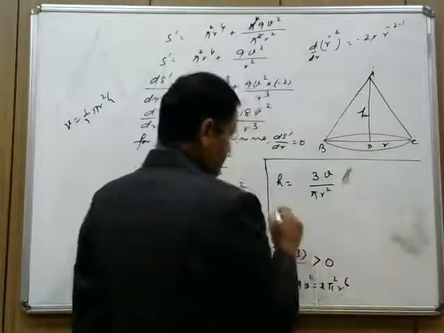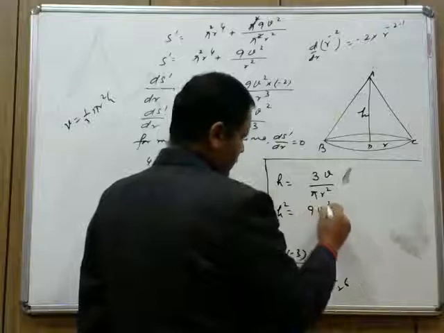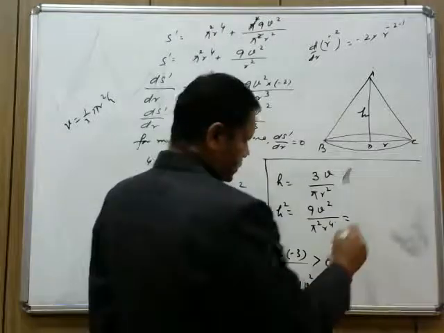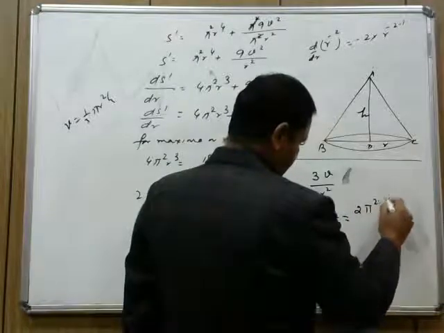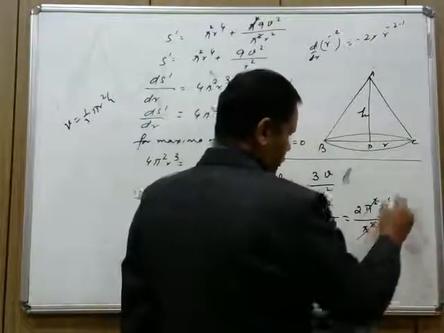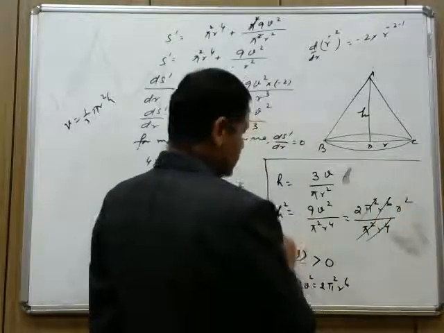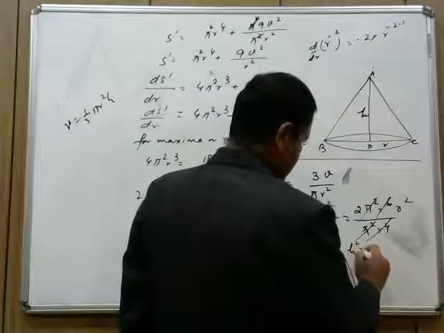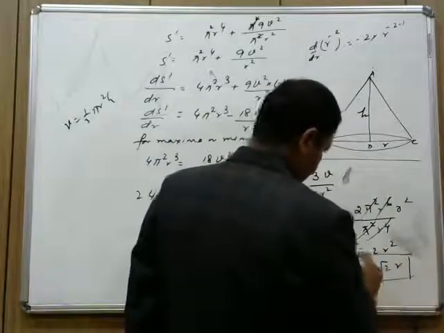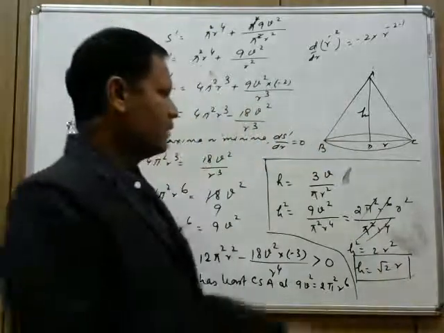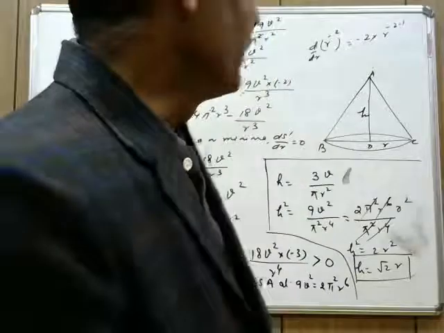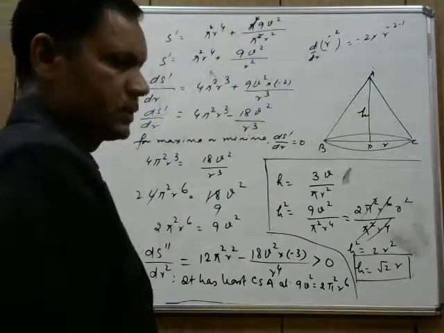Can I write now h square is equal to 9v square upon pi square r^4, and 9v square is equal to how much? 2 pi square r to the power 6 upon pi square r to the power 4. Pi square cancels, r to the power 4, r square is left. So h square is equal to 2r square, and therefore h is equal to root 2 r. And therefore the height of the cone is root 2 times the radius of the base, and hence the question is done.